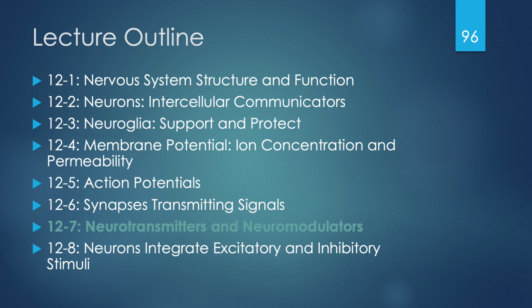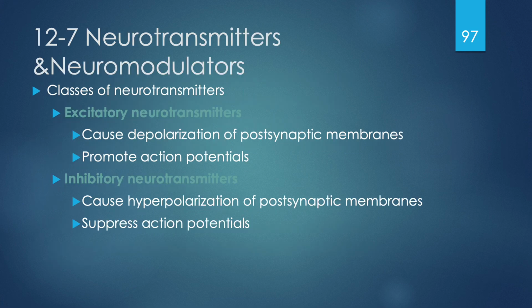This is section 12-7 in your text. Neurotransmitters are substances that are transmitted from one nerve to the next. Neuromodulators are substances that will change the way that the cell responds to the neurotransmitter. So let's talk about the different types of neurotransmitters first.